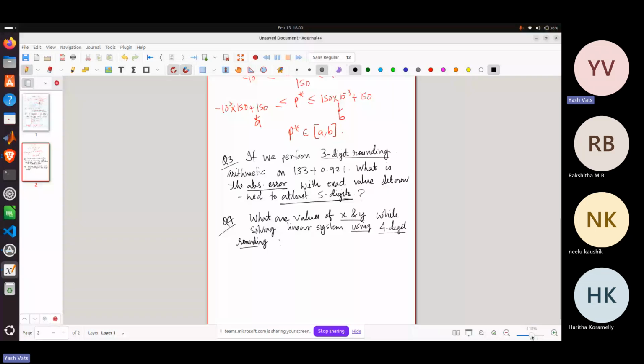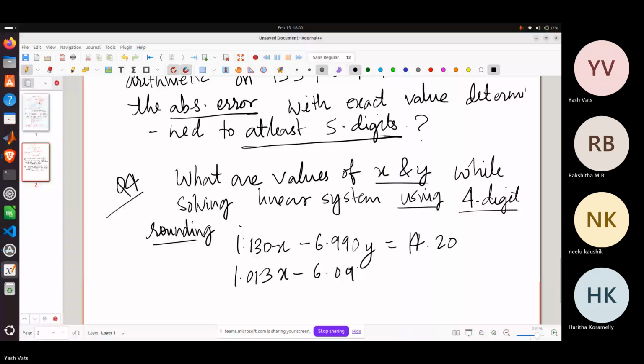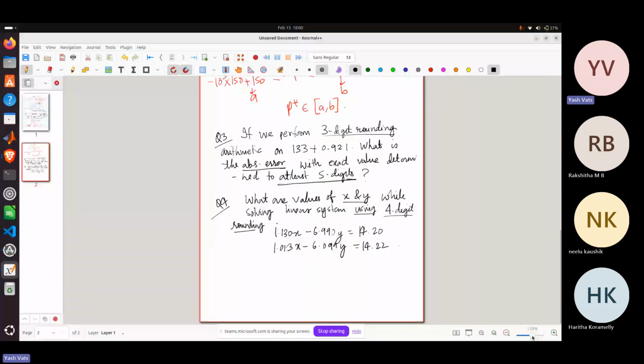Okay, let me do that first. So the linear system is just 1.130x minus 6.990y equals 14.20. Another is 1.013x minus 6.099y equals 14.22. Just try these two questions. All right, just try these 5 to 7 minutes.